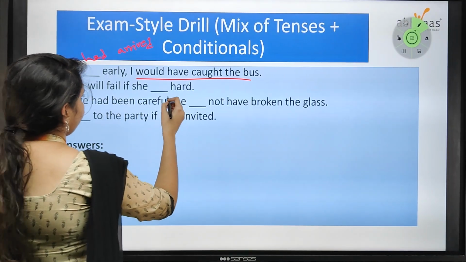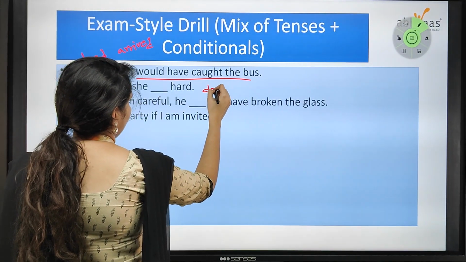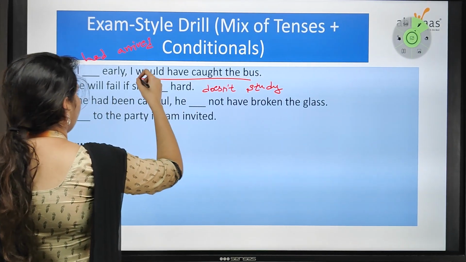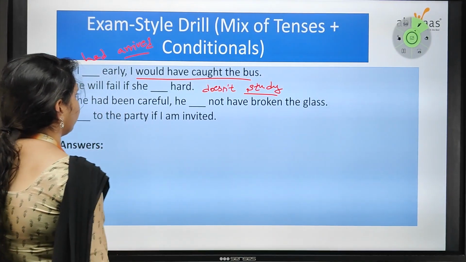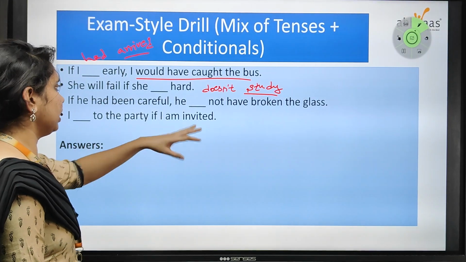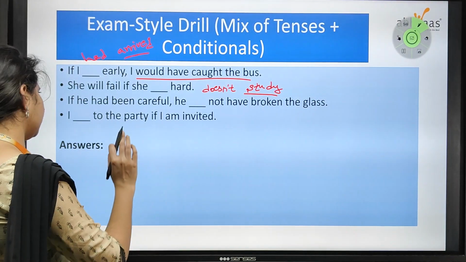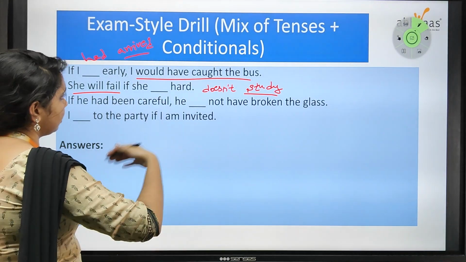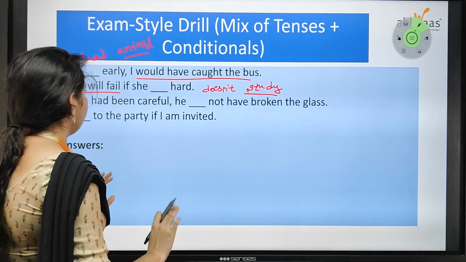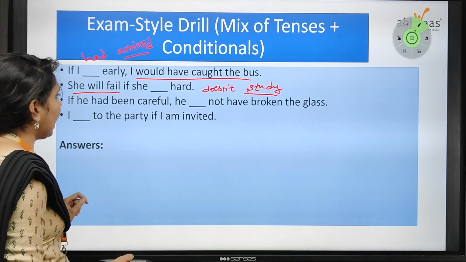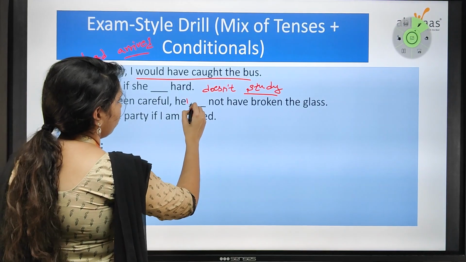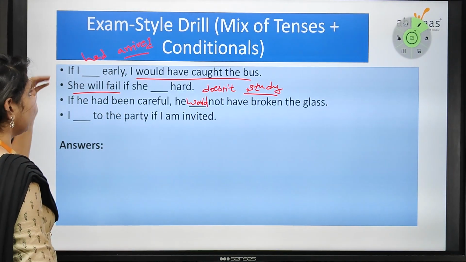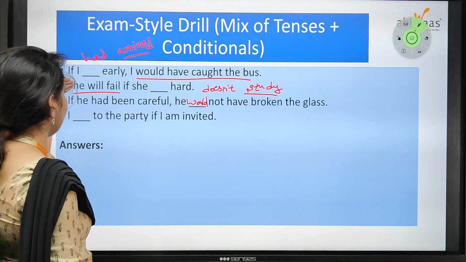She will fail if she doesn't study hard. Okay, if she doesn't study hard. I'm again telling you these verbs, they'll be given in brackets, don't worry. She will fail if she doesn't study hard, because that's the first condition. It's a given. There is a condition in the future that is being expressed, and the result is also expressed in the simple present. Okay, if he had been careful, he would not have broken the glass. I think this is pretty clear. Again, this third case is coming into the picture. It's like a regret that is being expressed.